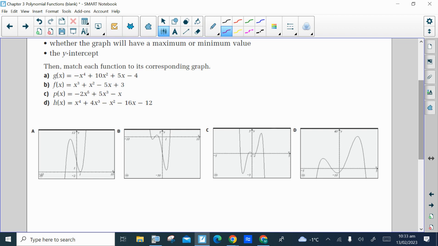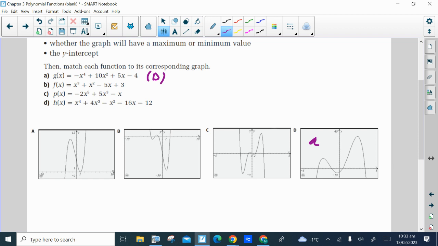Also, when we look at the equation, the y-intercept is negative 4. And even though there's no scale on the graph, the y-intercept on graph D is definitely negative. It's below the x-axis, right? So graph D matches equation A, or equation A matches graph D.